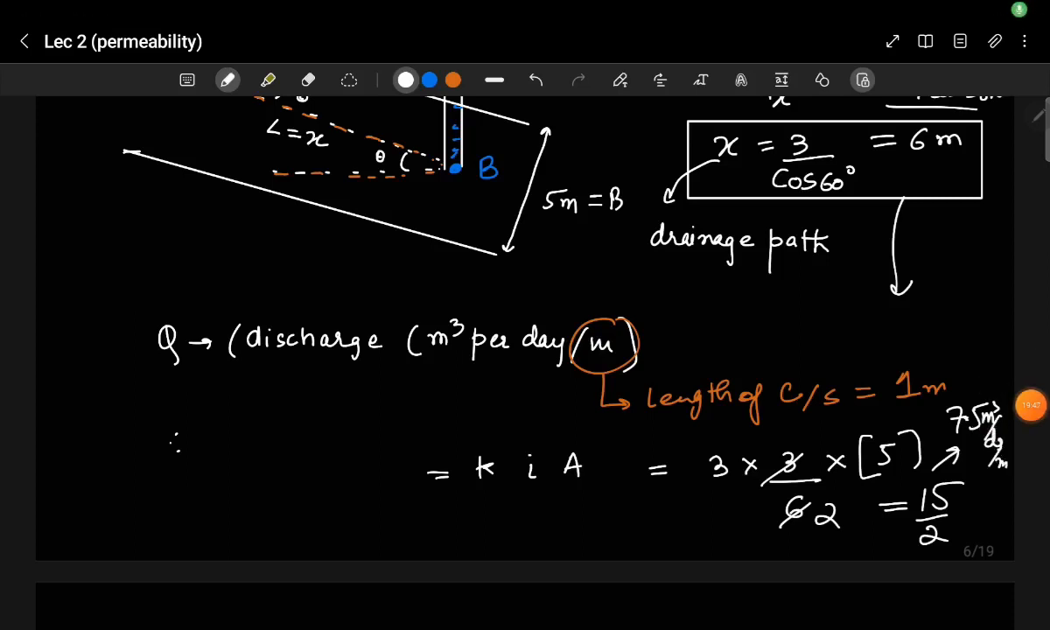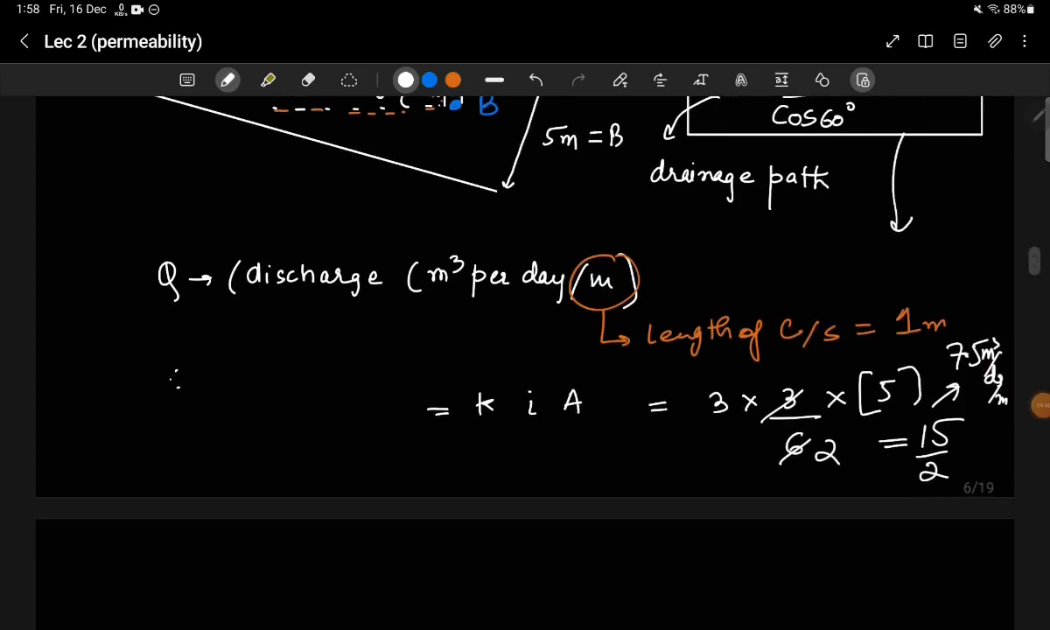Sorry guys, कॉल आ गया था मुझे अटेंड करने के लिए, so I had to attend that call. So the discharge is 7.5 meter cubes per day per meter.